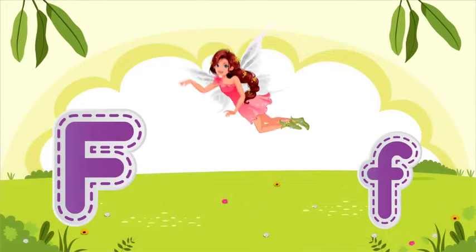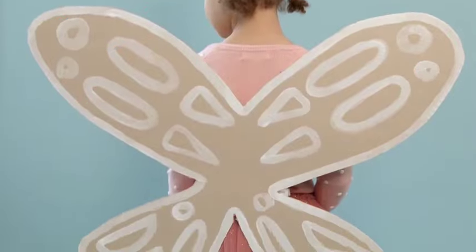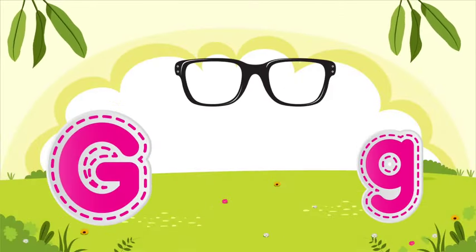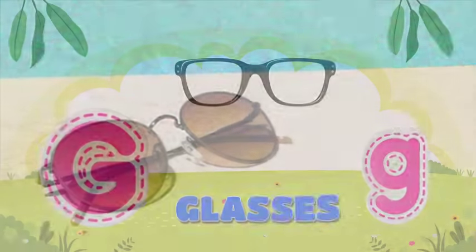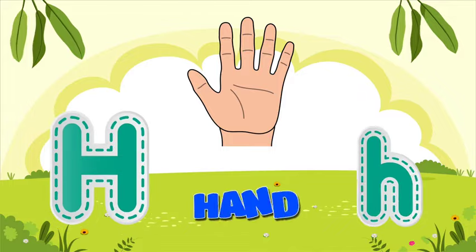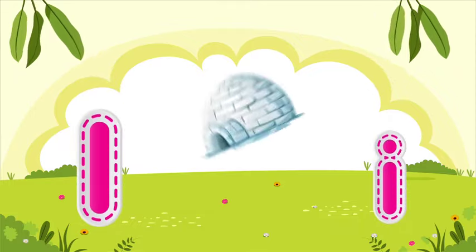F is for fairy, fairy. G is for glasses, g, g, glasses. H is for hand, h, h, hand. I is for igloo.